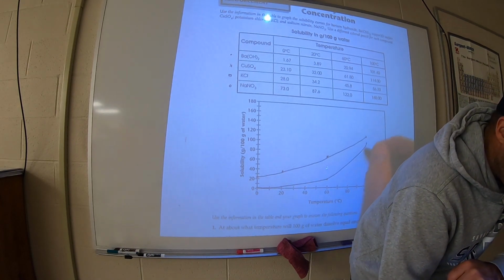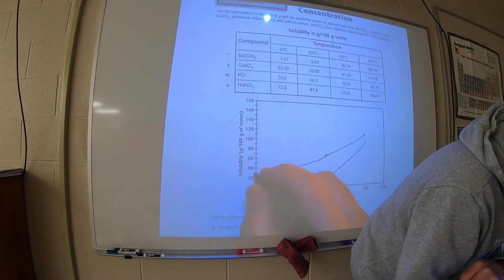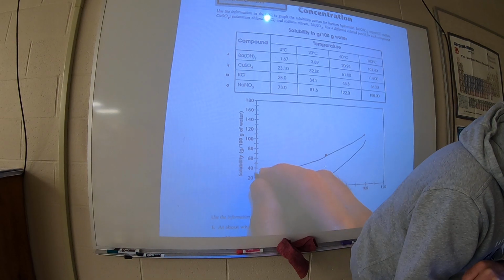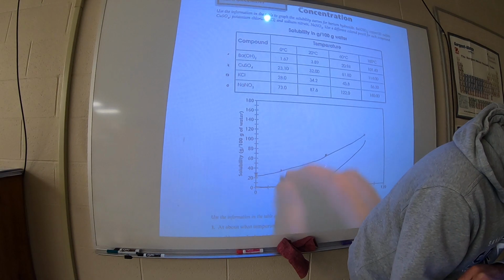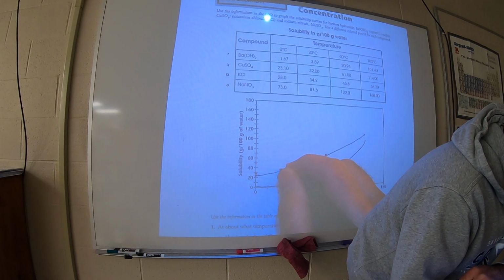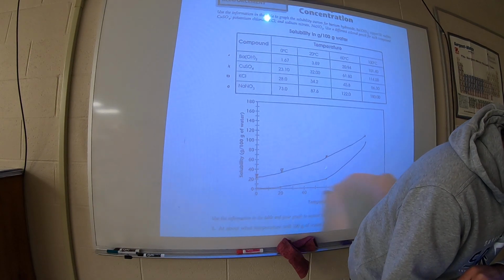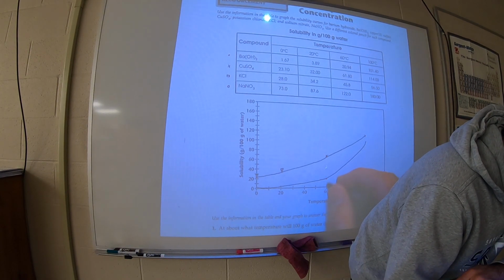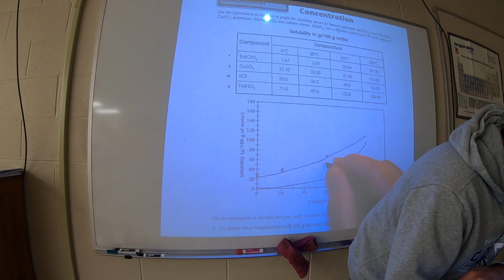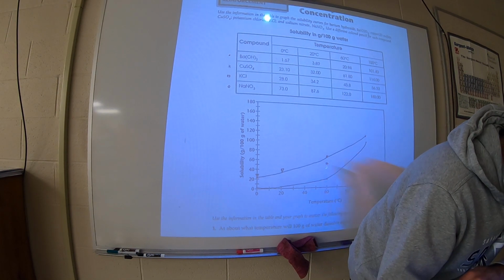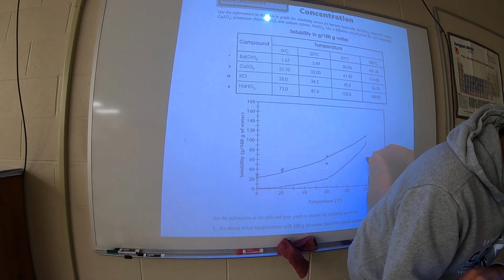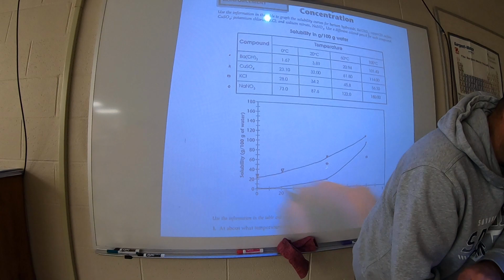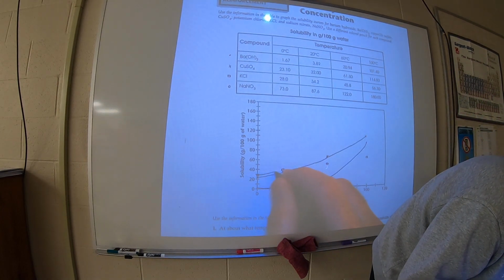For KCl, at 0 it's 28, so I'll put a square there. At 20, it's 34, so a square there. At 60, it's 45, so a square there. And at 100, it's 56, so a square there. So let's draw our line.